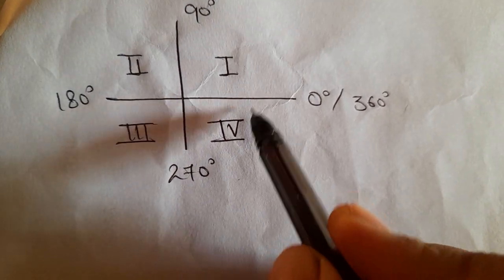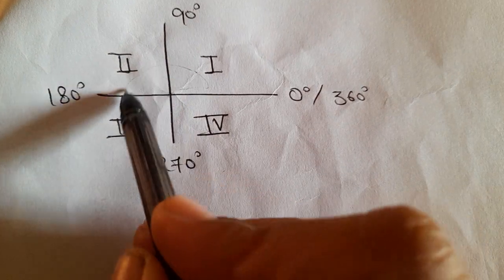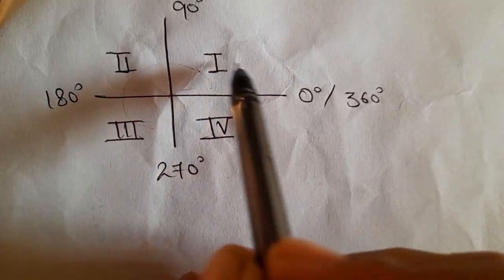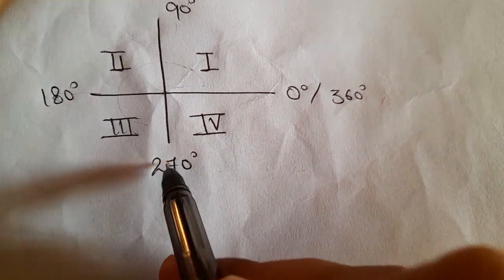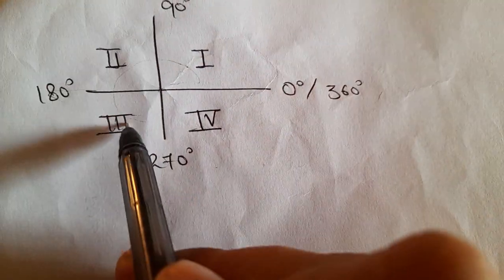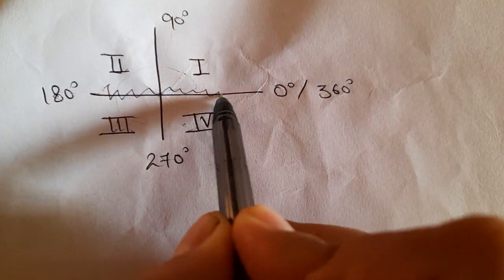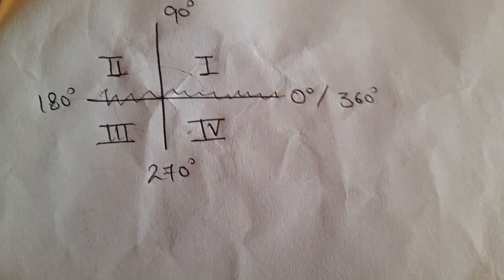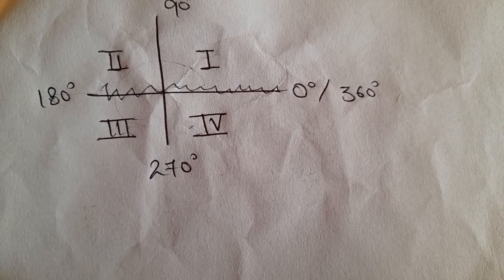Here is the quadrant system that we have. Here is the 0 degree or 360. After one rotation, it becomes 360. Here is the 90 degree. Then here is 180 and 270. This is your first quadrant, second, third and fourth. So at 180, 0 and 360, sine, cos, tan, secant, cosecant, all the trigonometric functions remain the same.